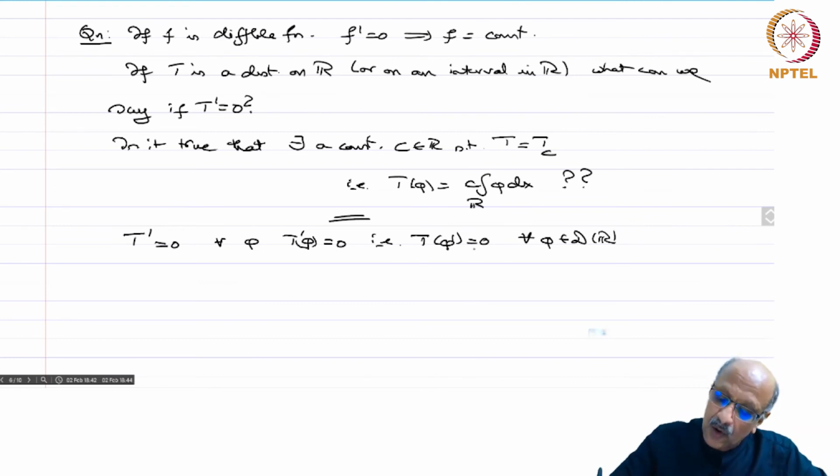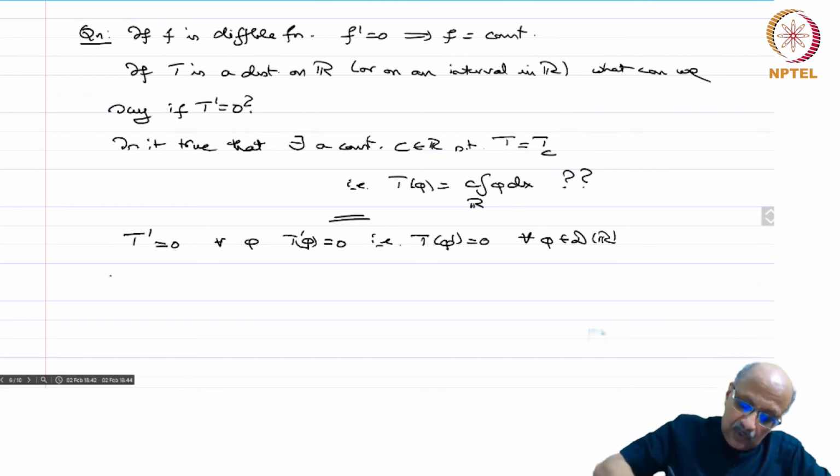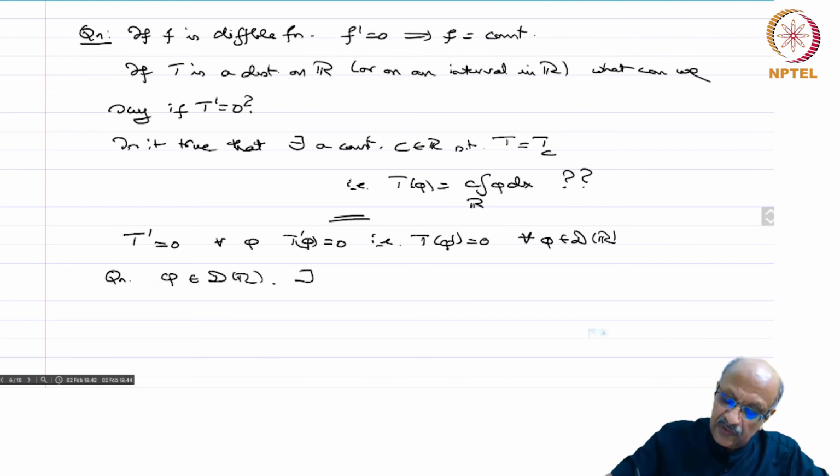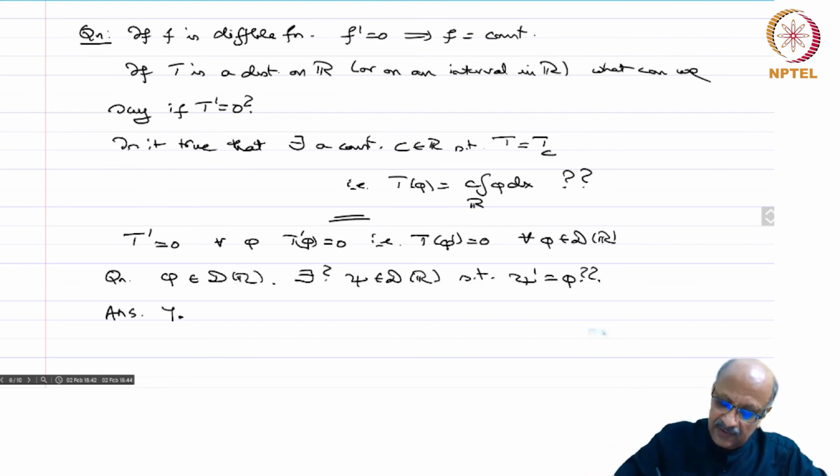Okay, so now we want to know, question: given phi in D of R, does there exist psi in D of R such that psi dash equals phi? Answer: yes, if and only if the integral of phi over R dx equals 0.